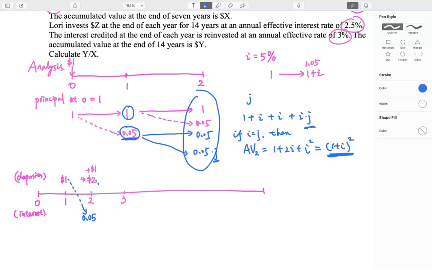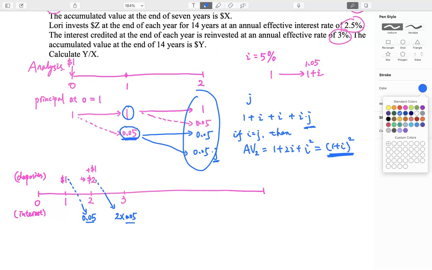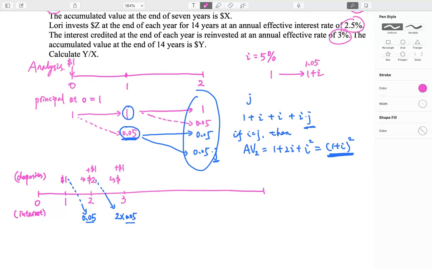Okay, this will give her 2 times 0.05 amount of interest, so 10 cents at time 3. So this and this, you can think they are being saved in different accounts. So that's why I use a different arrow. Another $1 is deposited, making the total principal $3.